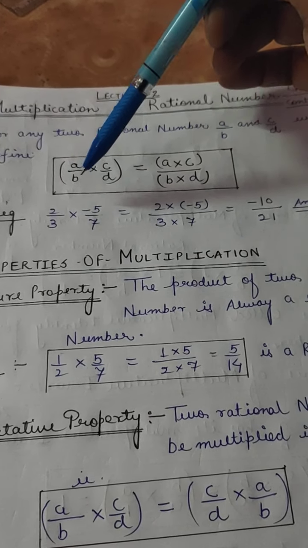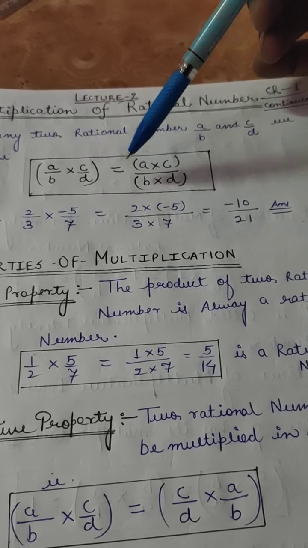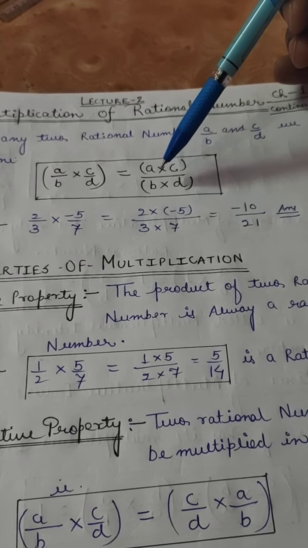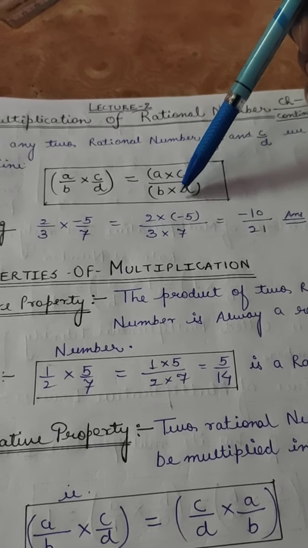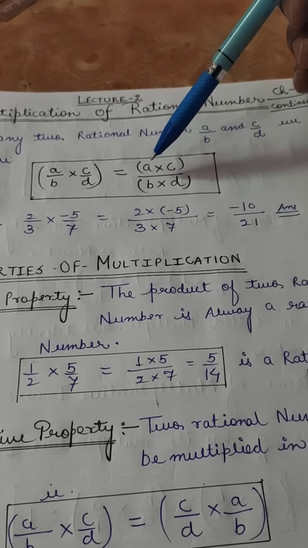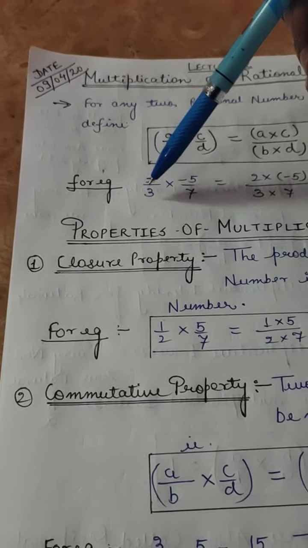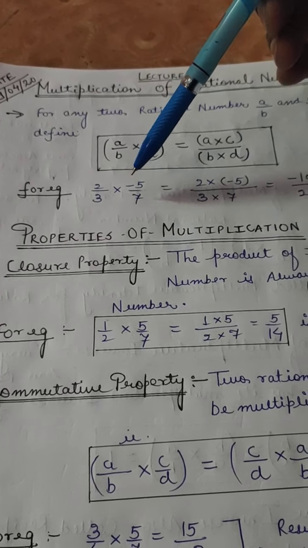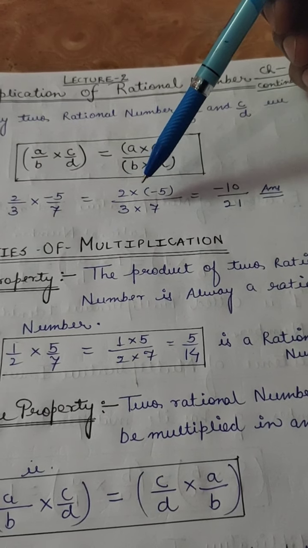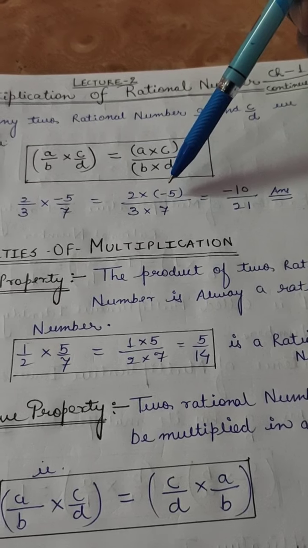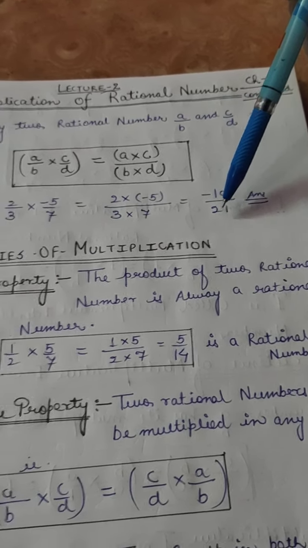We have to write a by b, multiplication sign, then c by d, that is equal to, as we have shown here, both the numerators and denominators are multiplied together. So we have written a into c upon b into d. For example, consider 2 by 3 into minus 5 by 7. We have multiplied the numerators, 2 by minus 5, and the denominators, 3 by 7. The result is minus 10 by 21.